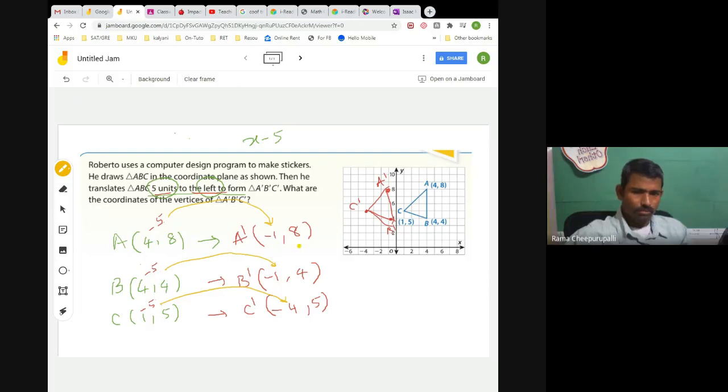And you can go ahead and plot them. So -1, 8: -1 here, and then 8 is right here. That's your A prime. -1, 4: -1 here, and then +4. That's your B prime. And then -4, 5. That's your C prime. So basically, the entire triangle, we translated or moved 5 units left, or you can say -5. Does that make sense? Hopefully this one will help you complete your homework, guys.